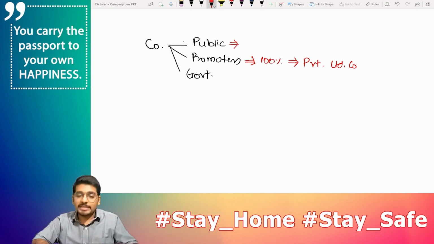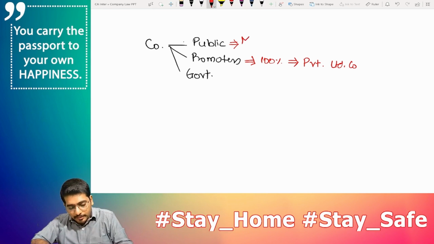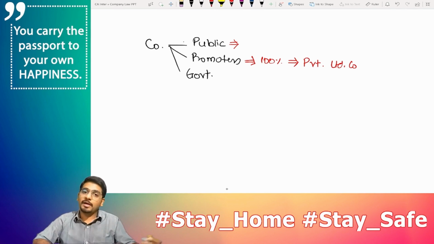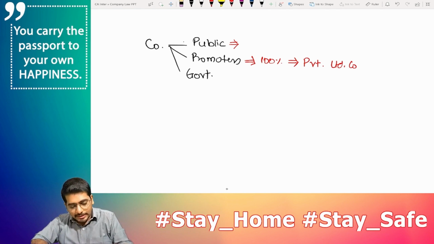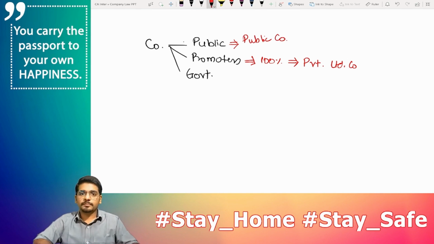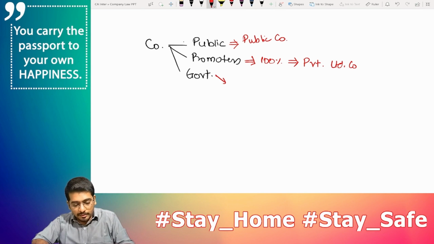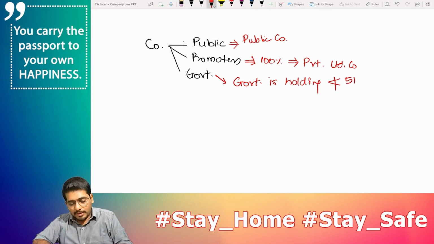If public is holding any stake, then I'll tell you how much. It's minimum 25% if you are listed. But I'm not writing minimum 25% over here because public companies are unlisted also. Understood? But if public is holding any stake, in that case, you will be known as a public company. Right? And if government is holding not less than 51% stake.